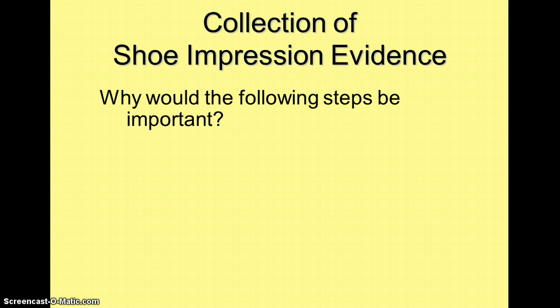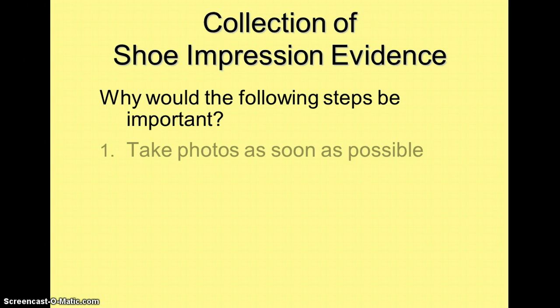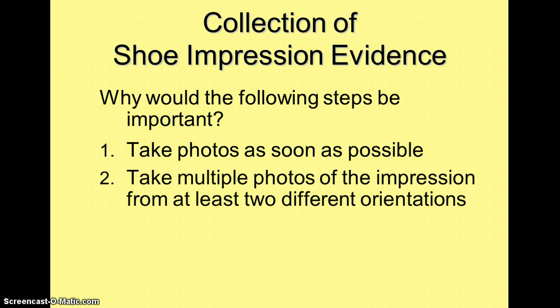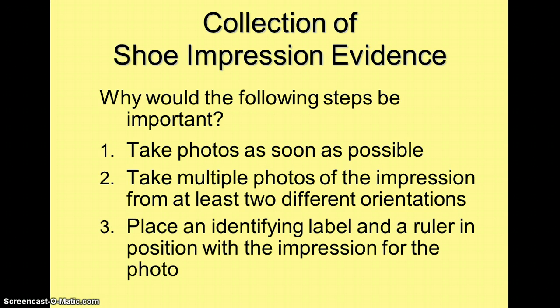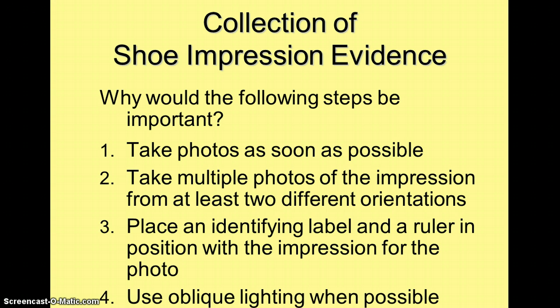So why would the following steps be important? How do you think we should collect impression evidence? First, as always, take photos as soon as possible. Second, take multiple photos of the impression from at least 2 different orientations. Place an identifying label and a ruler in position with the impression for the photo. Use oblique lighting when possible.